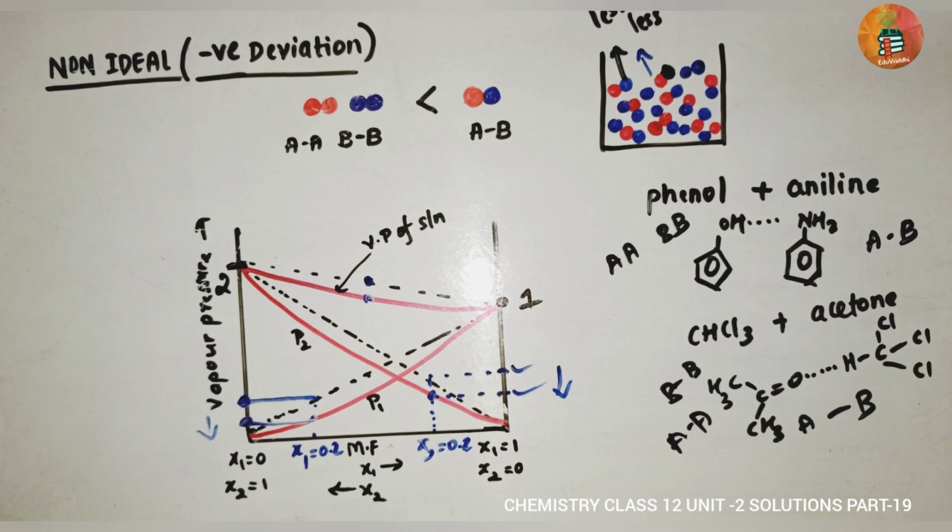So that's about examples for non-ideal solutions showing negative deviation. This concludes the non-ideal solution showing negative deviation. In the next video, we will study about azeotropes.